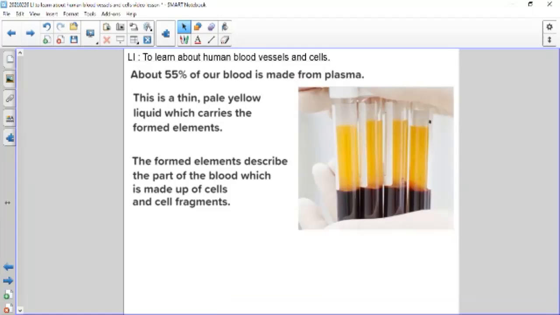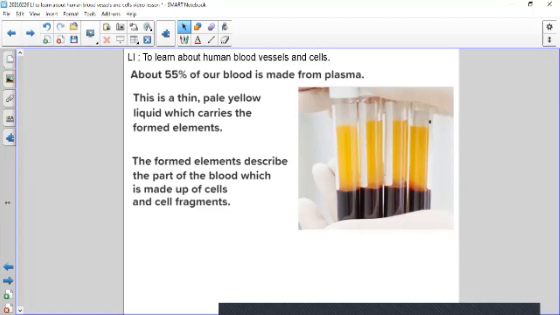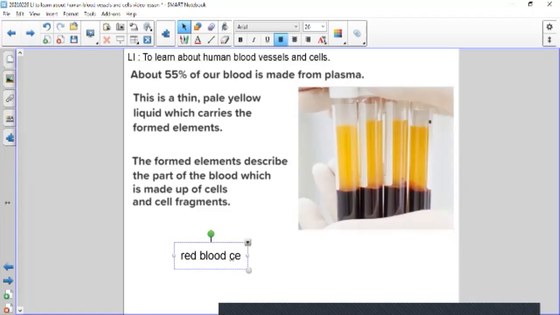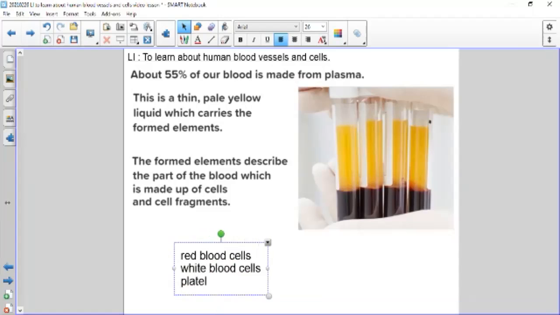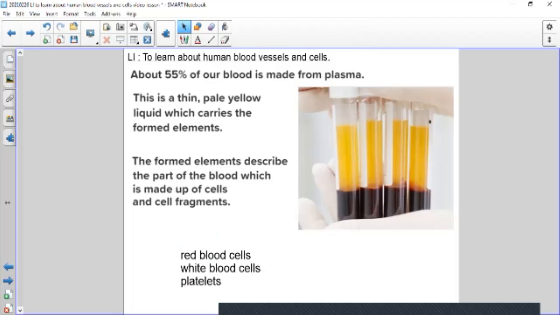Can you remember the names of the two types of cells and the name of the cell fragments? They are red blood cells, white blood cells, and the cell fragments are platelets. Well done if you remembered the names of these elements which make up the formed elements.